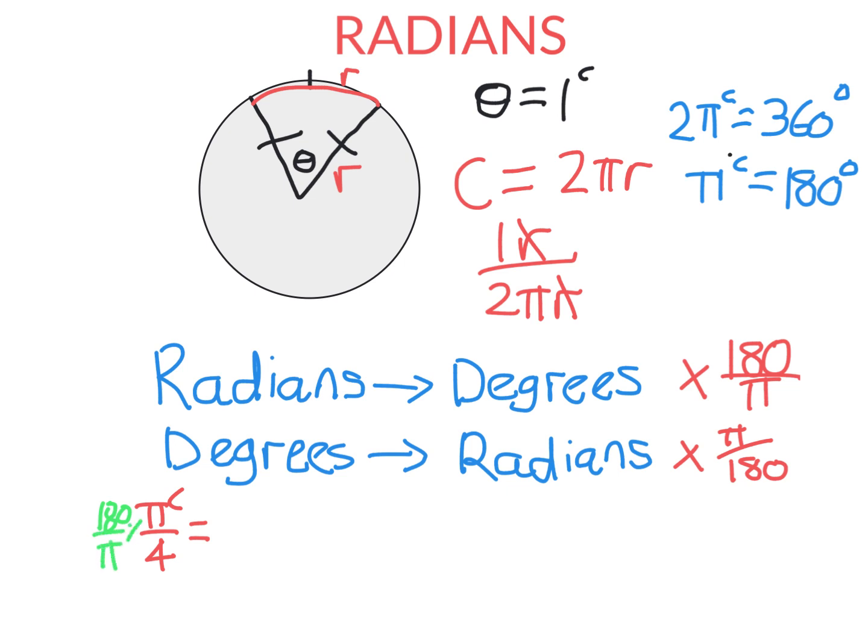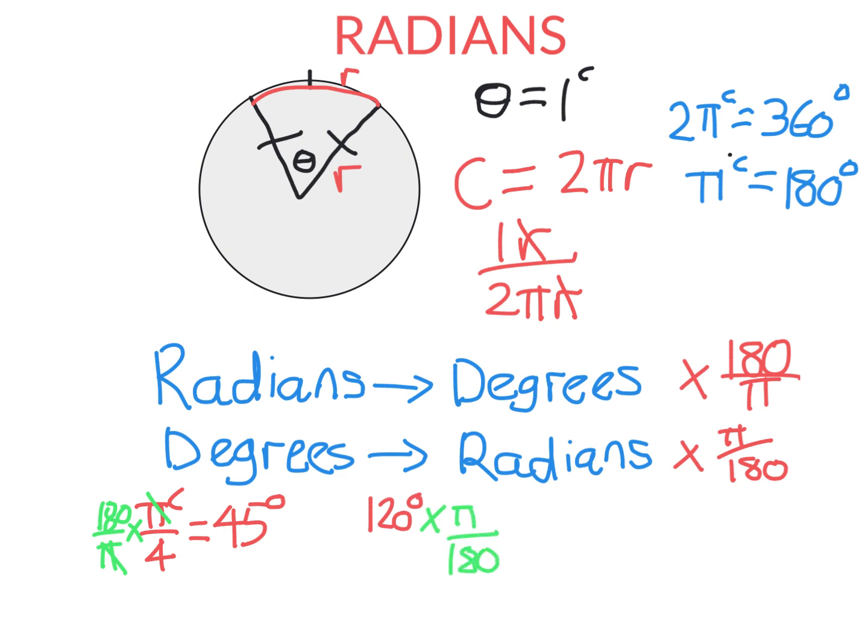So you can use your calculator to do this. You can just cross out the pi's. 180 divided by 4 is 45. Pi on 4 radians is 45 degrees. So of course that means something like pi on 2 is 90 degrees, pi radians is 180 degrees, and so on. If you have a measure in degrees like 120 degrees and you want to change it to radians, we just times by pi over 180.